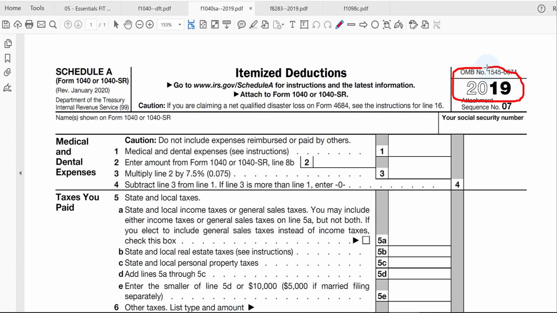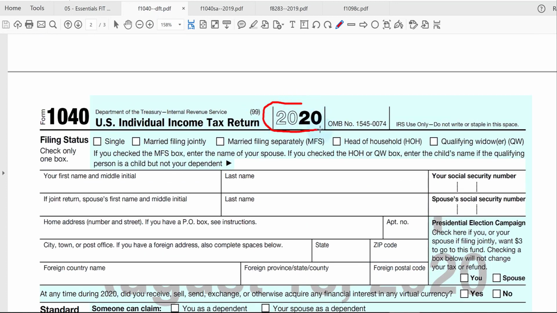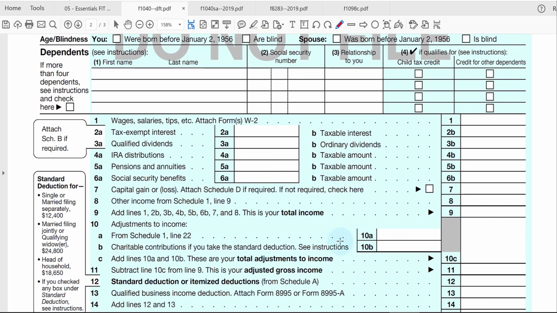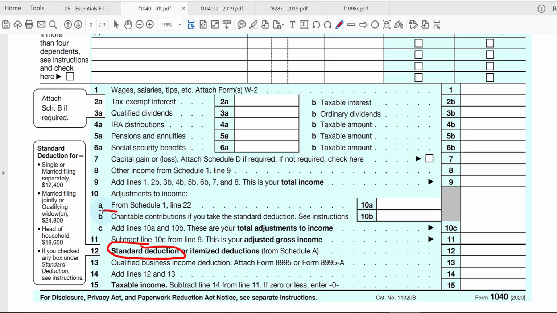We're mostly studying 2019, but let me point out a major change for 2020. If we take a look at the 1040 form, this is the 2020 version. It's still in draft version. You can take a deduction for charitable contributions without deducting itemized deductions. In other words, you can take a standard deduction, but then for the charitable contributions, you can claim it here in line 10B. This is something new, up to maybe a maximum of $300.